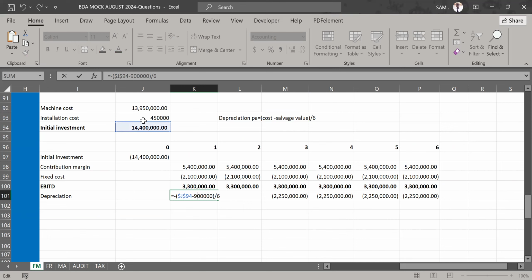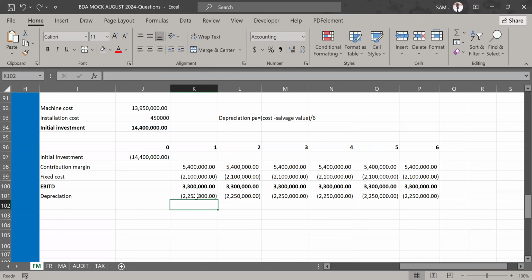So for the sake of autofilling for year 1 to year 6, I just referred to the initial cost of the machine, which I locked because it remains constant. That cost remains constant. That is the reference point. Then I deducted the salvage value or the scrap value, the value at the end. Then we divided by the useful life, which is 6 years. That gave us 2250 depreciation per annum to the end.